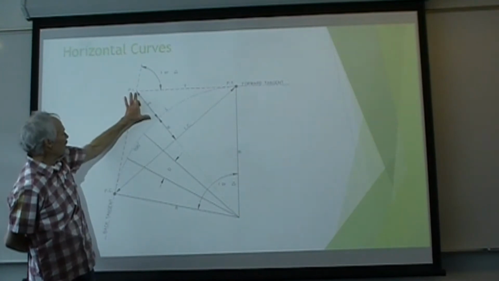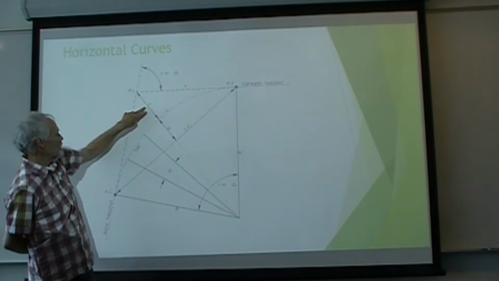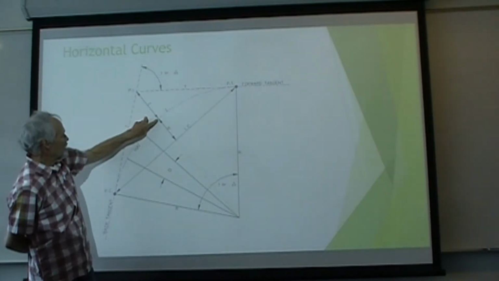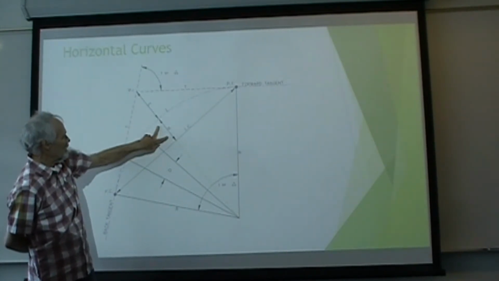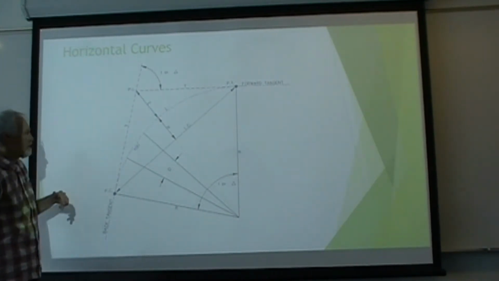And if you measure the distance along that bisector from the PI to the midpoint of the arc, you get the external. And from the midpoint of the arc to the midpoint of the chord, you get the middle ordinate. These two are used a lot less often in curve design and/or curve layout.